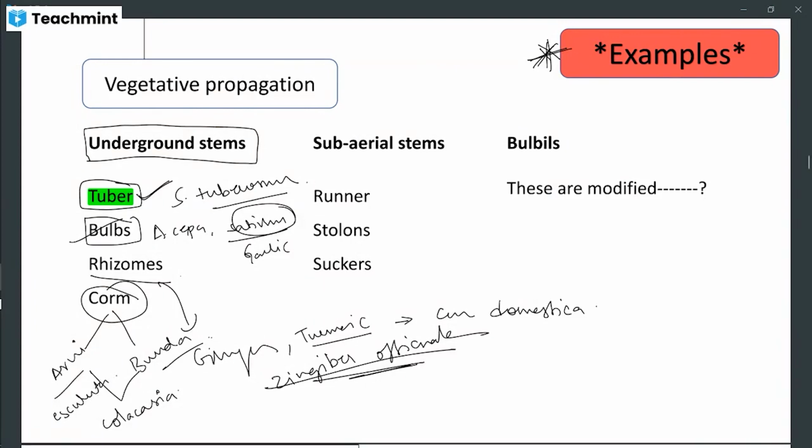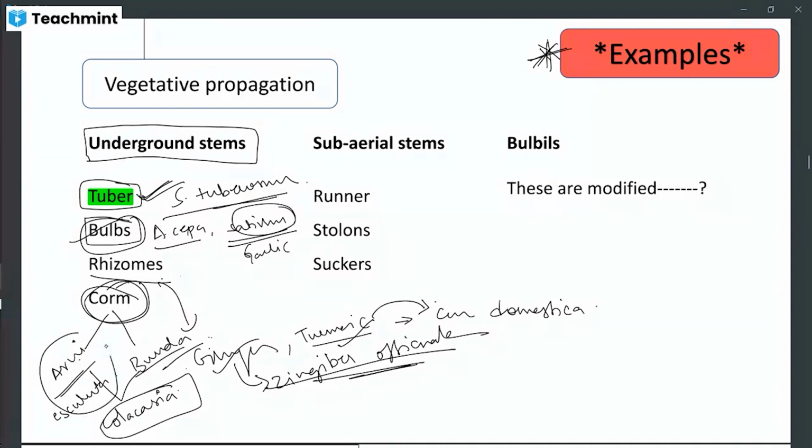So please do remember the scientific names. In the case of tuber, it is Solanum tuberosum. In the case of bulbs, it is Allium cepa and Allium sativum. For rhizome, ginger and turmeric, so Zingiber officinale and Curcuma domestica. In the case of corm, it is Arvi and Bunda, both belonging to the genus Colocasia. Arvi is esculenta and Bunda is antiquorum.